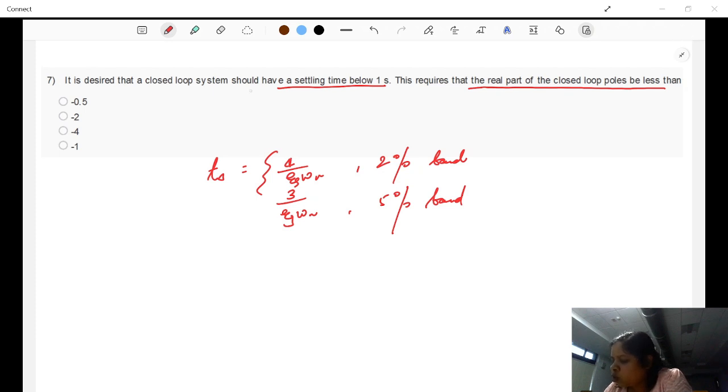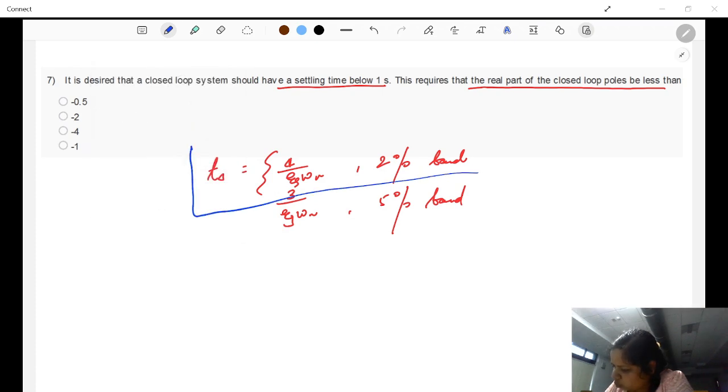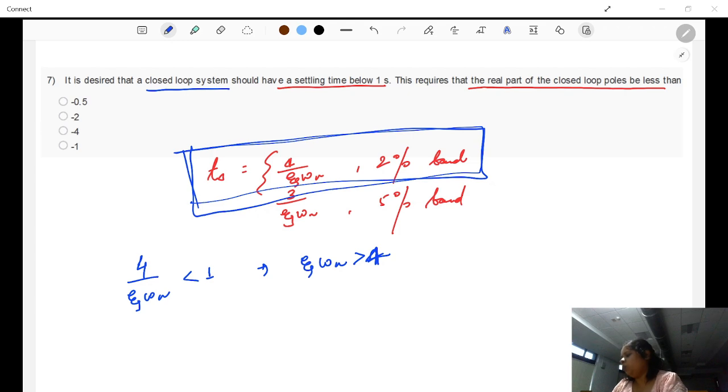Now, the closed loop system should have a settling time below 1 second. What does that mean? Let's take this condition only, the 2% criteria, and in general you'll be answering this question always for the 2% criteria. So what we want is a settling time below this. That means you want 4 upon zeta omega n to be less than 1. That means you want zeta omega n to be greater than 4, right? You want this condition only.